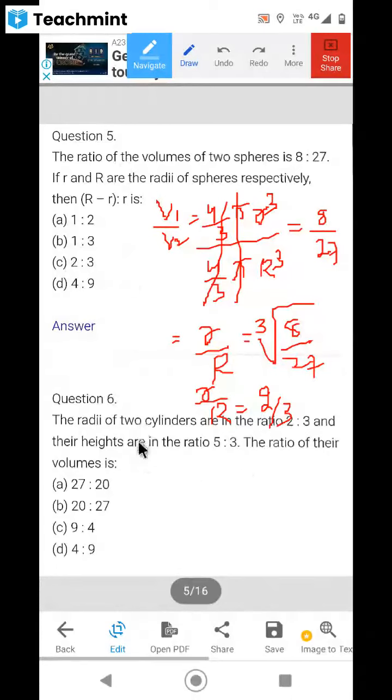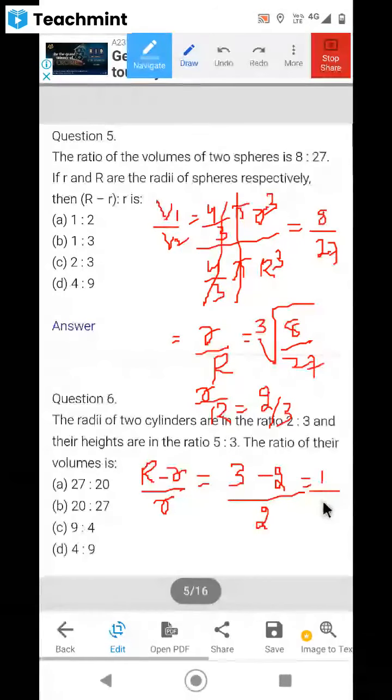Now what they're asking R minus r divided by r. Ratio means this only, no? Capital R is how many parts? 3 parts. Small r is how many parts? 2 parts. So don't you think it becomes 1:2? Think over it. Okay, so here is the answer. Everybody got this, dear children? Yes, sir. Okay, so it's very simple, and I think you must have got it.